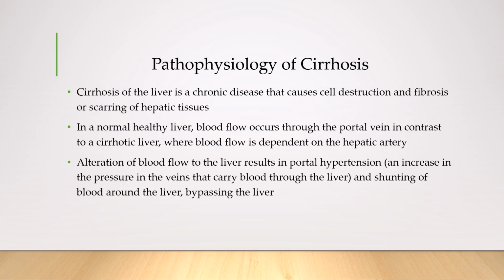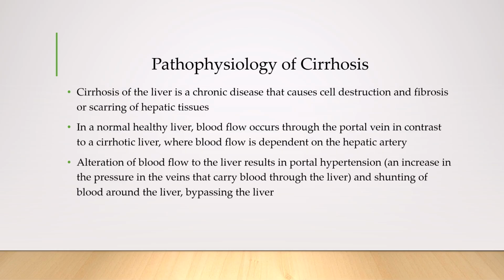So, pathophysiology of cirrhosis. Cirrhosis of the liver is a chronic disease that will cause cell destruction and fibrosis, or scarring, of hepatic tissues. In a normal, healthy liver, blood will flow through the portal vein, in contrast to a cirrhotic liver where the blood flow is dependent on the hepatic artery. Alteration of blood flow to the liver results in portal hypertension.